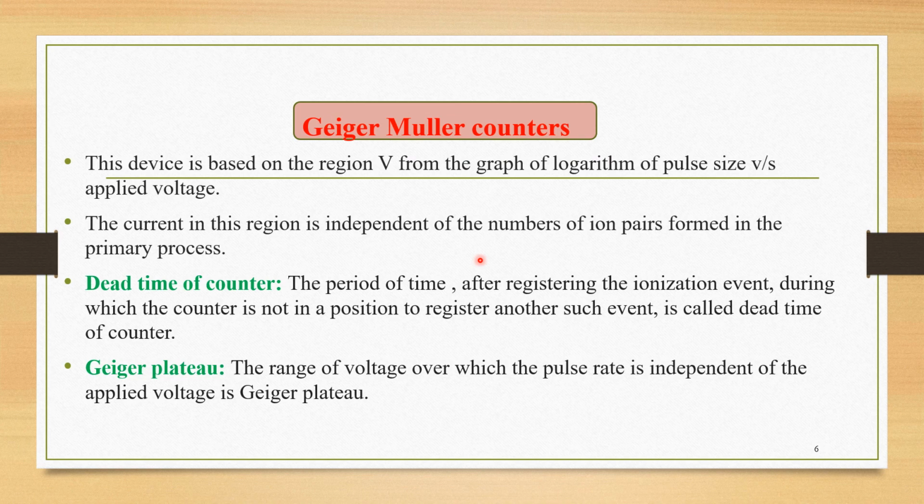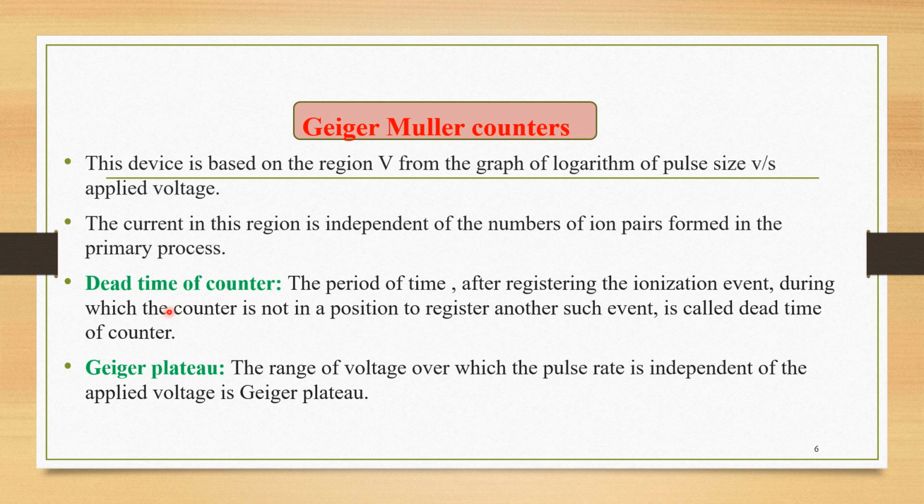The third important type of device for measurement of radioactivity is Geiger counters. This device is based on region fifth from the graph of logarithm of pulse size versus applied voltage. The current in this region is independent of the number of ion pairs formed in the primary process. Now, in this Geiger counter, some terminologies are used.